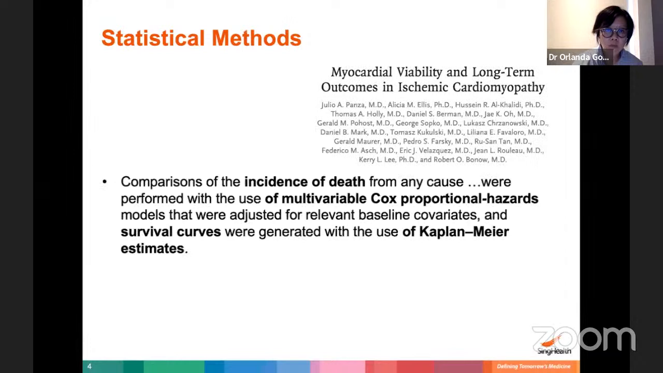So if we were to zoom in on the methods section for the first paper, you can see some of the keywords that I've highlighted here, which is basically them doing comparisons of the incidence of death from any cause. And this was performed with the use of multivariable Cox proportional hazards models that were adjusted for relevant baseline covariates, and survival curves were generated with the use of a Kaplan-Meier estimate.